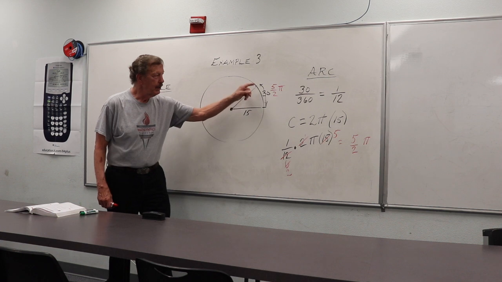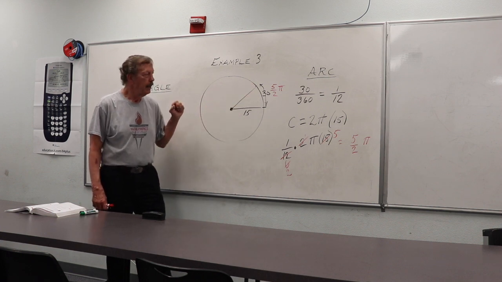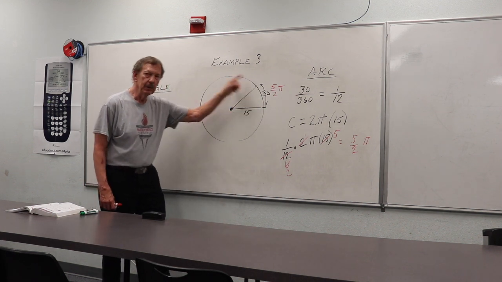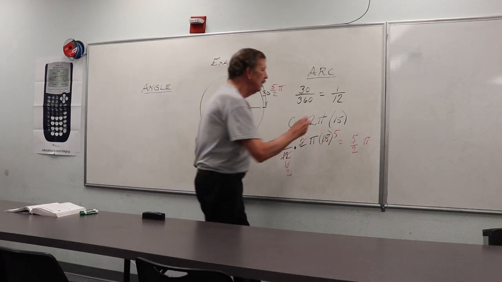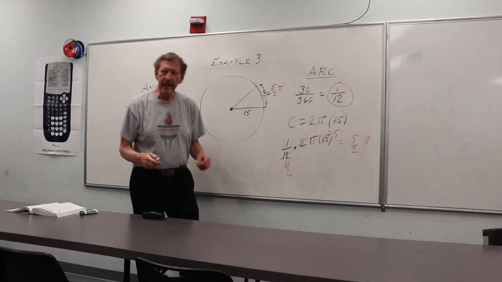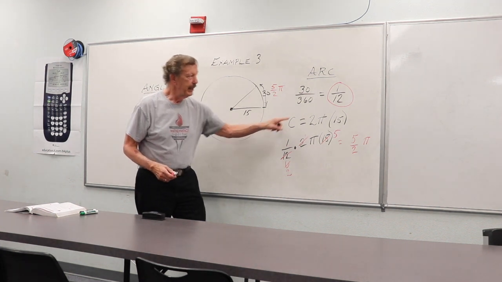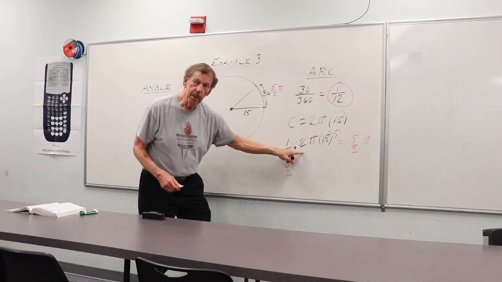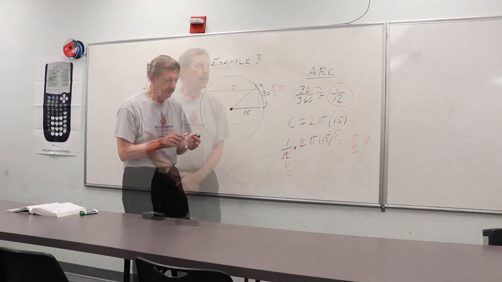Remember, arcs and central angles are the same size. We compare central angles to 360, we compare arcs to 360. That will always give us a fraction, and that fraction is a fraction of the circumference. So in this example, we had 1/12 of the circumference, 2 pi times the radius of 15.